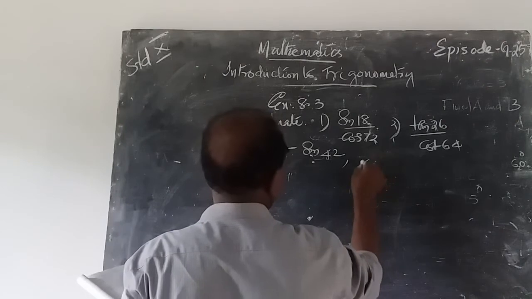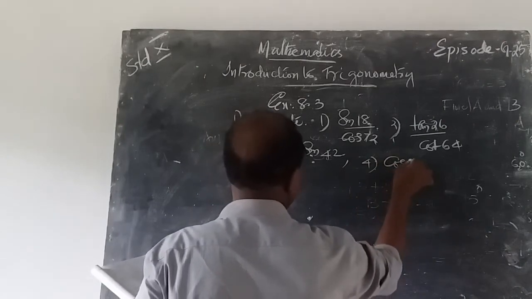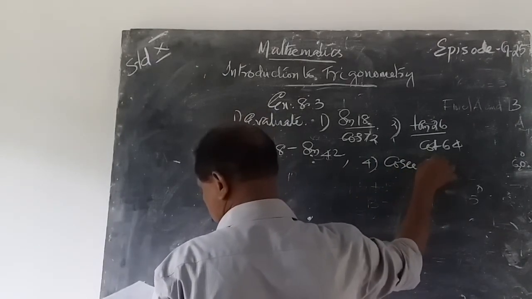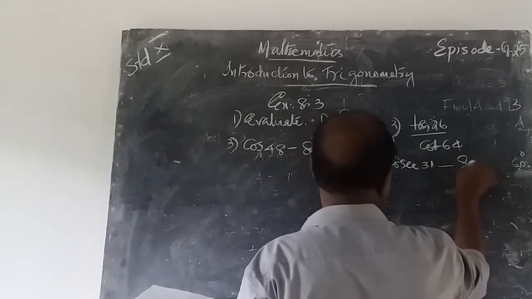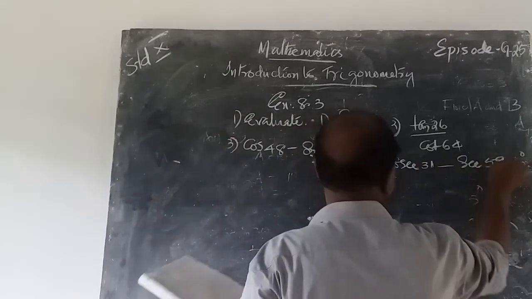Question number 4: cosec 31 minus sec 59.